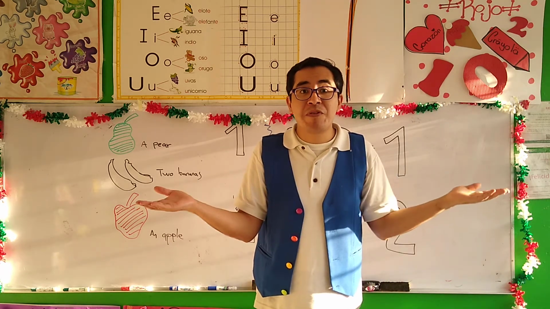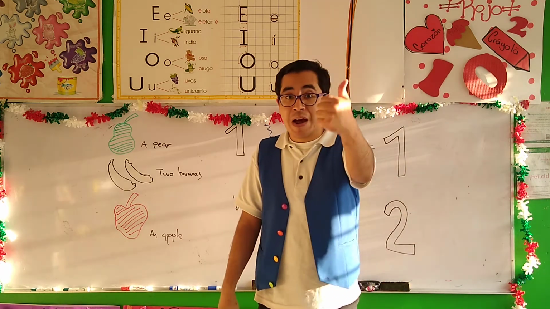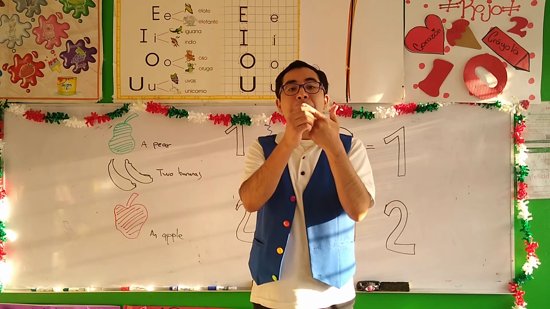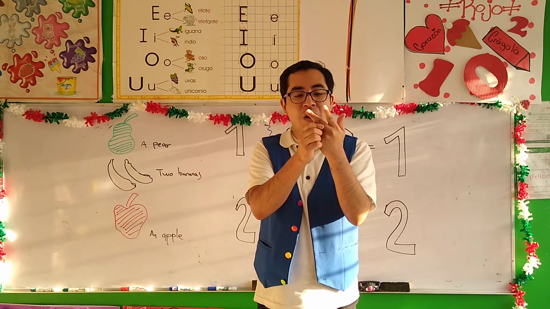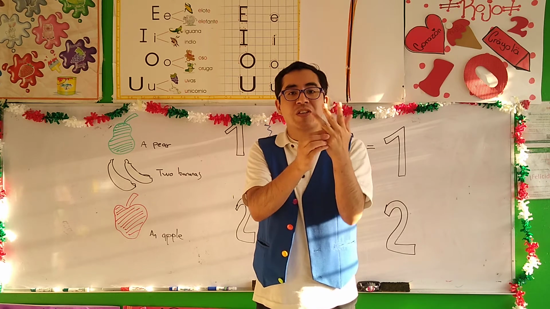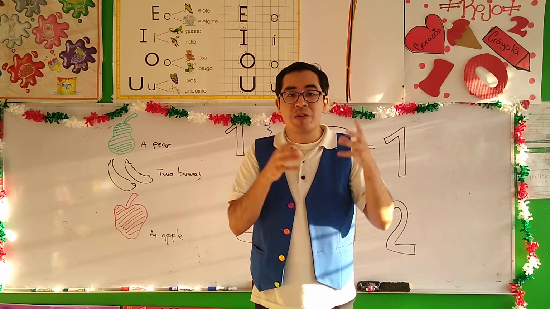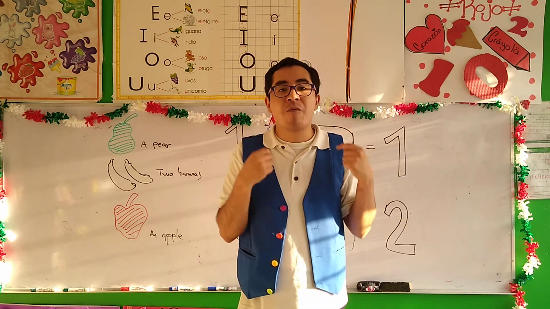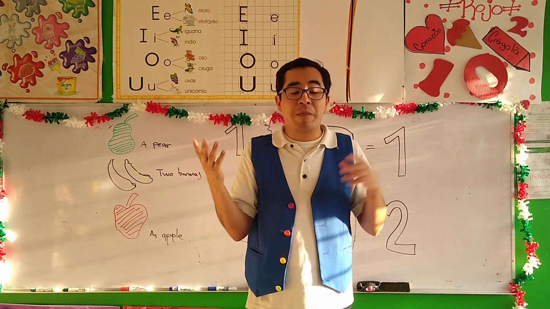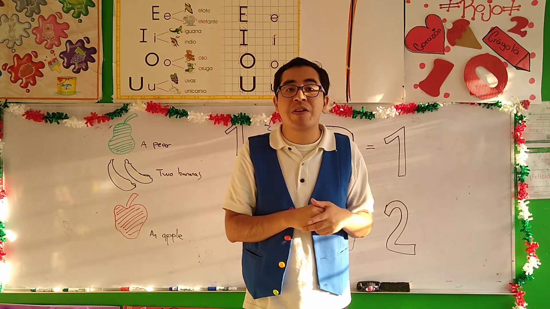Now, do you remember the fruits? Do you remember apple, color red, pear, color green, bananas, color yellow, oranges, color orange? Okay, we're going to continue those same fruits. We're going to review them one more time. And also about the numbers.